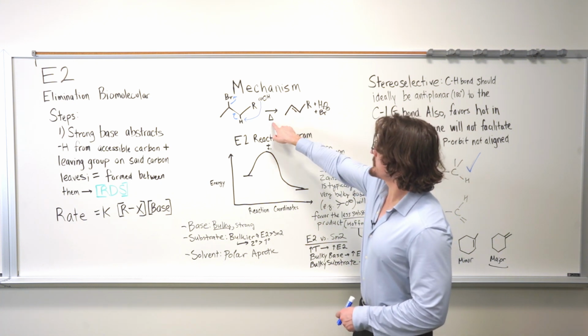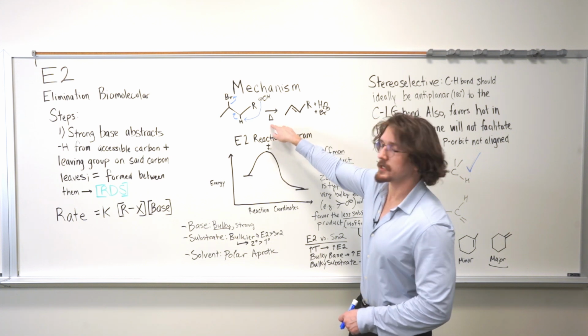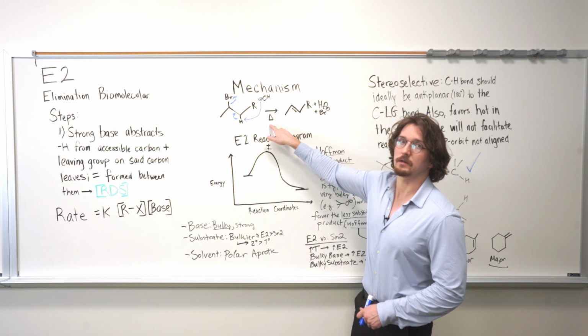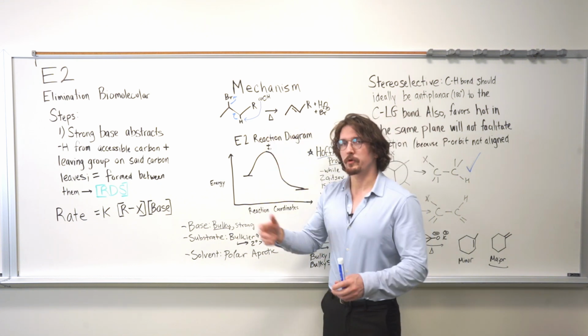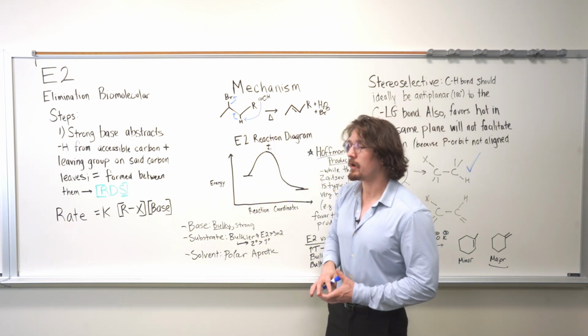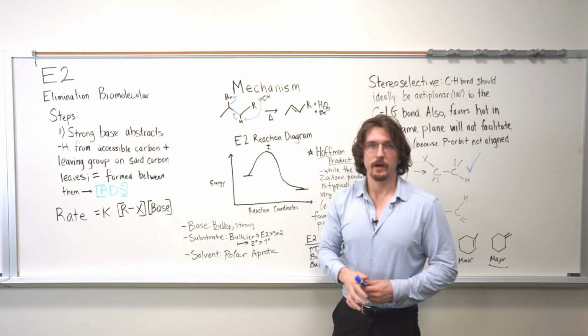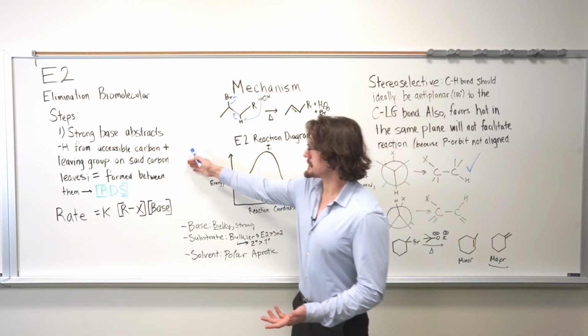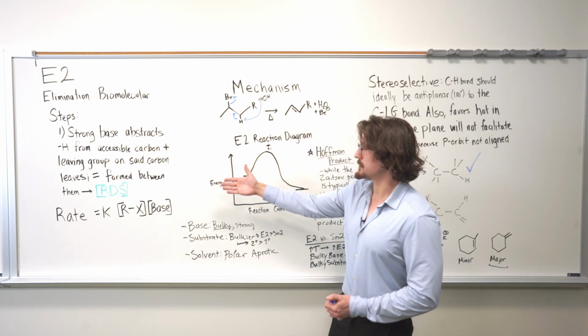Now notice that we have this delta symbol, and this suggests that this reaction is being performed in the presence of heat or increased temperature. So remember, elimination reactions, both E2 and E1, are more likely to occur when there's an increased temperature. Now, because this is, of course, a one-step reaction, this is the rate-determining step.